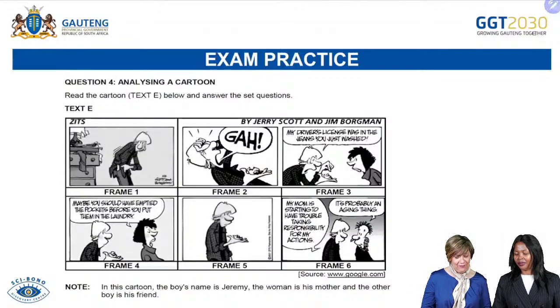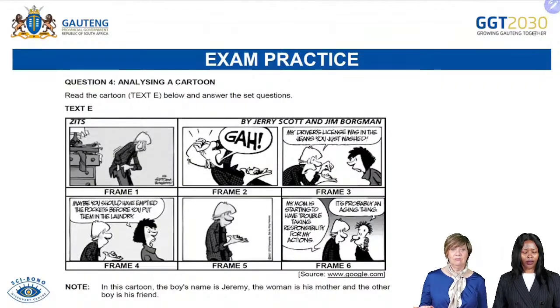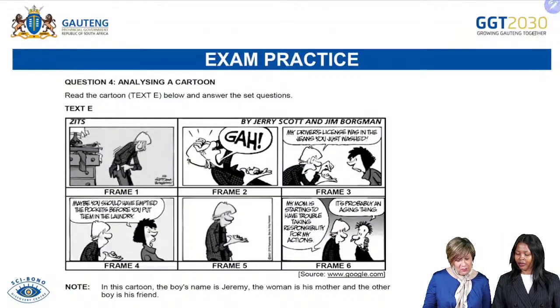Frame 3, he says, my driver's license was in the jeans you just washed. And then mom says, maybe you should have emptied the pockets before you put them in the laundry. And then absolute silence in frame 5. My mom is starting to have trouble taking responsibility for my actions. It's probably an aging thing.